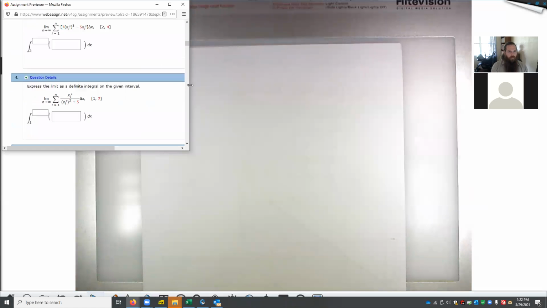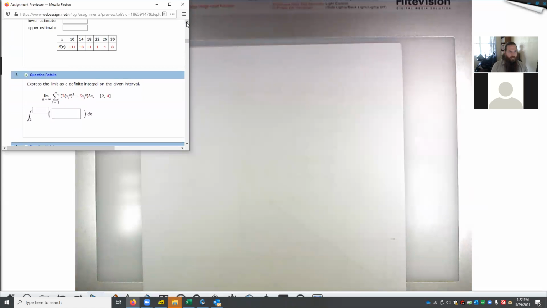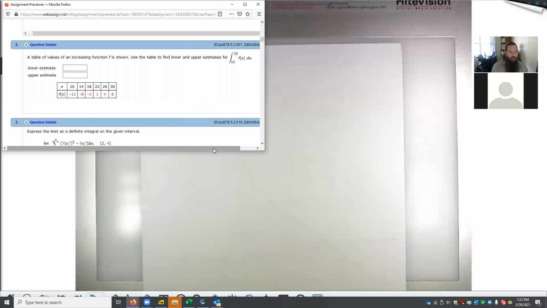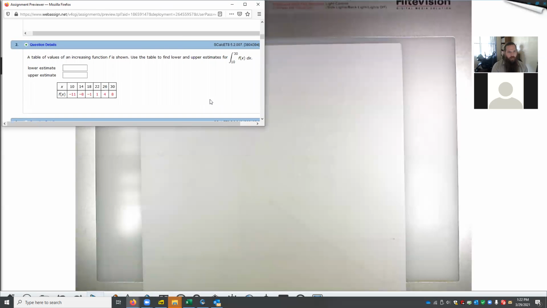So, they give us the table here and they say find upper and lower estimates for the integral from 10 to 30 of f of x dx. So first I would graph the points from this table. That would be my first step. So let's do that. We're going 10, 14, 18, 22.